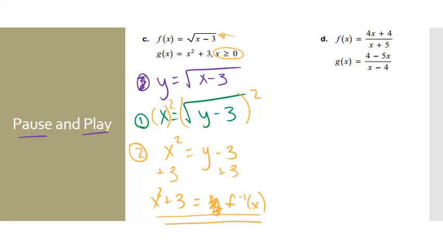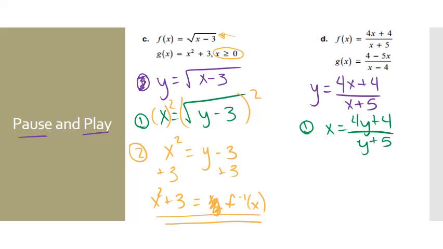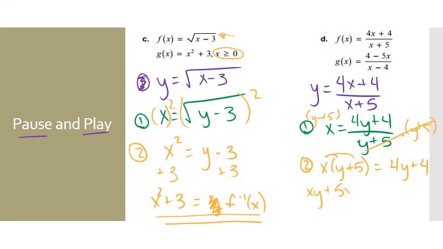All right, now the next one's a tad bit tricky, but follow along with me. I'm sure you can figure it out. All right, so first step again is to switch the x and the y's, over y plus 5. Okay, so now what we want to do is I'm going to multiply both sides by y plus 5, mainly because I don't like denominators. So I'm going to multiply this side also by y plus 5. Then it's just going to be a little bit of algebra. All right, so here I'm going to distribute. I'll have xy plus 5x equals 4y plus 4.